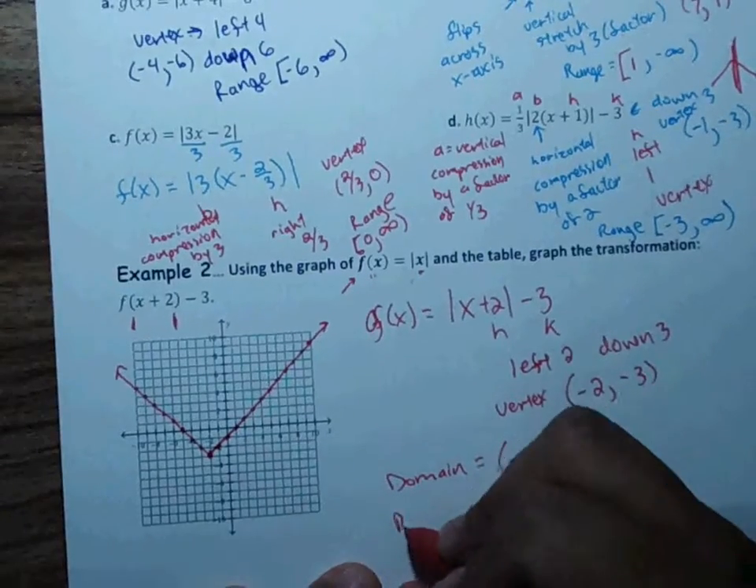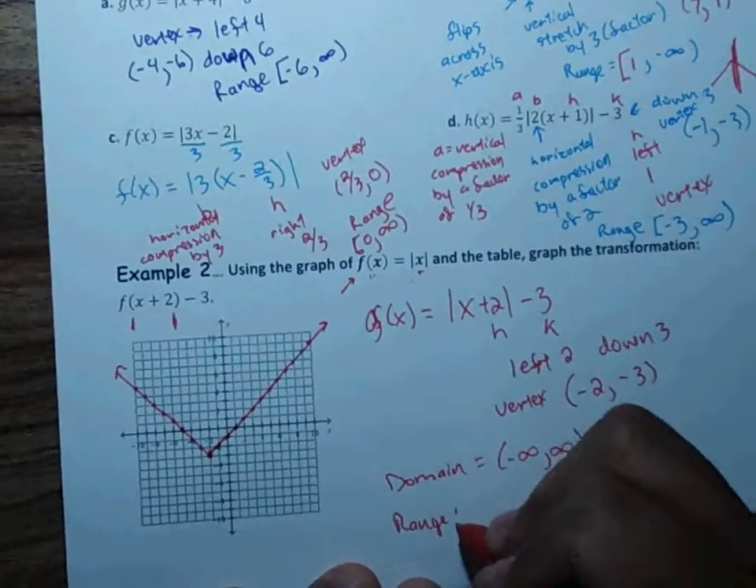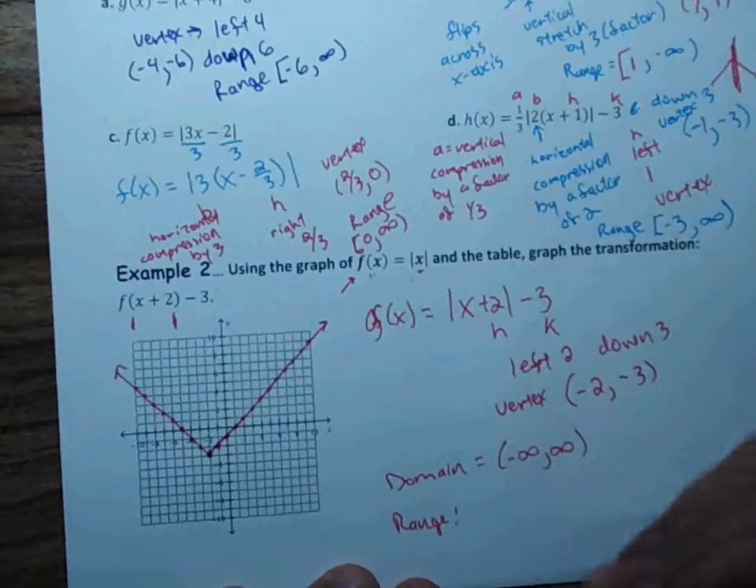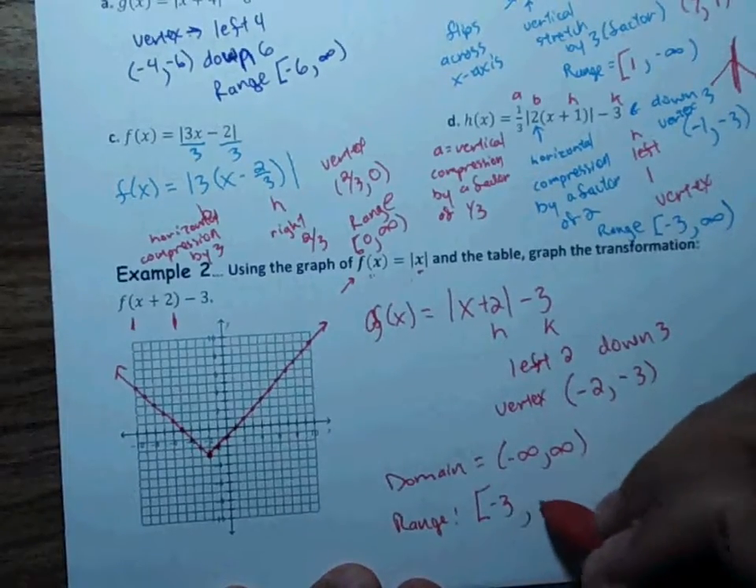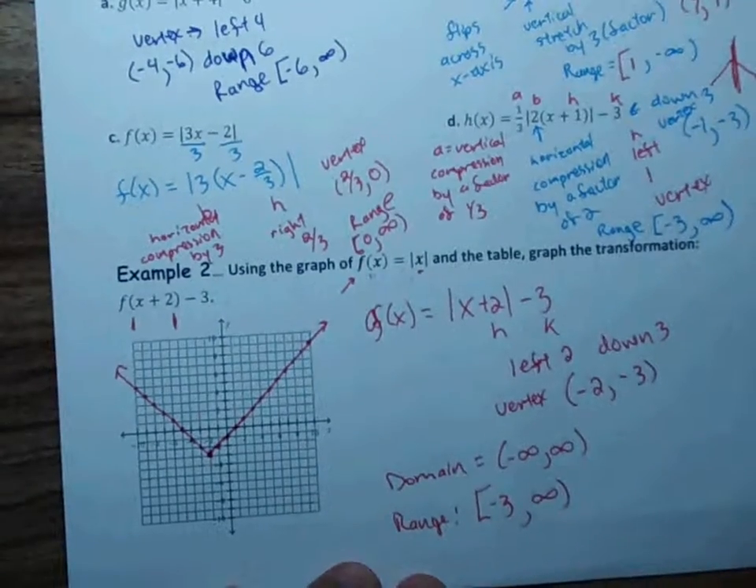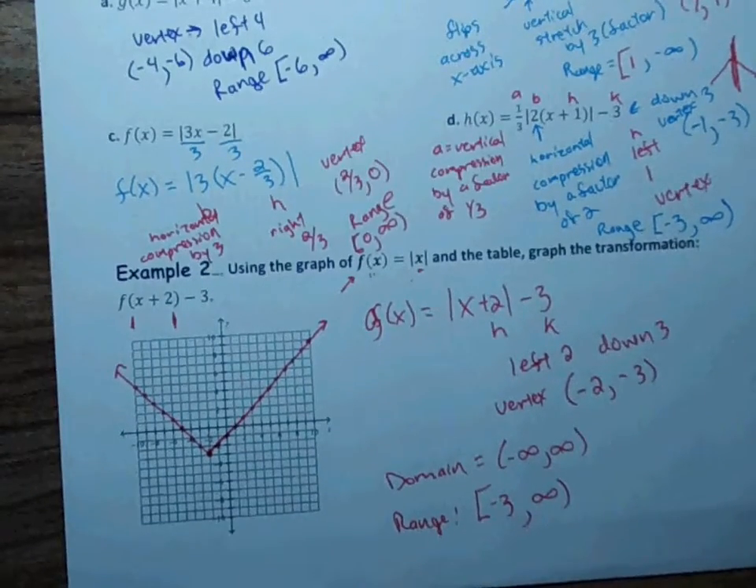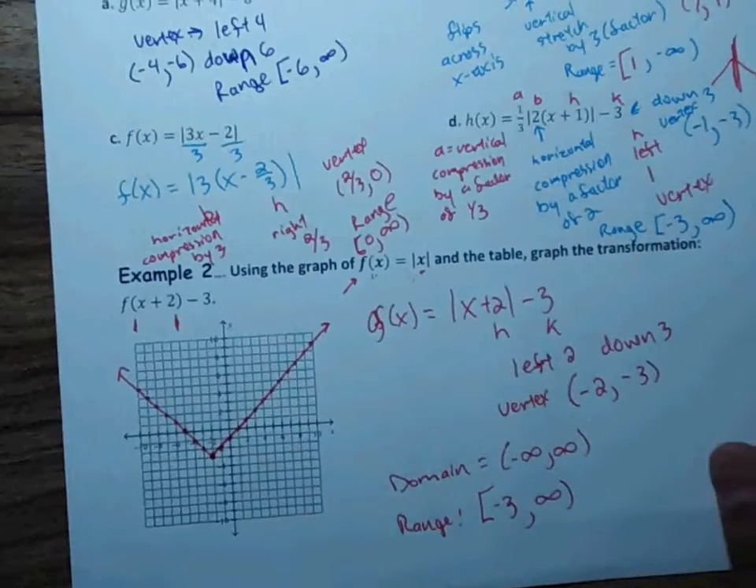And our range now is going to change because I moved my graph down. So my range is now -3, infinity. So I'm going to do a few more examples in just a bit. What I'll probably do is just do them in the same video and then combine the two of them. But this is the intro to absolute value functions and then the transformation of absolute value functions.